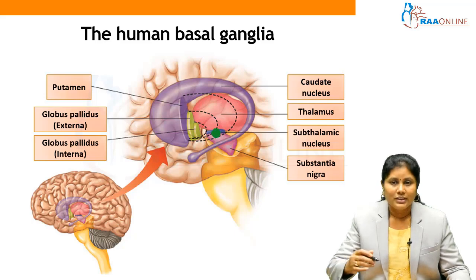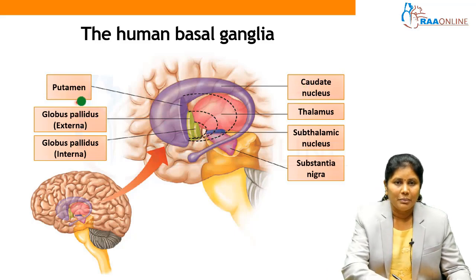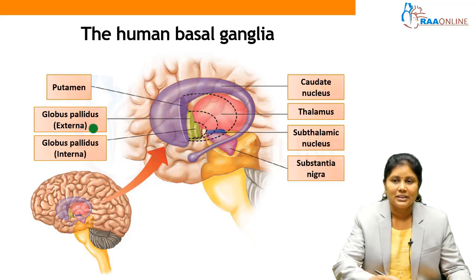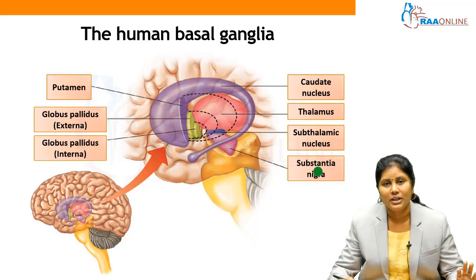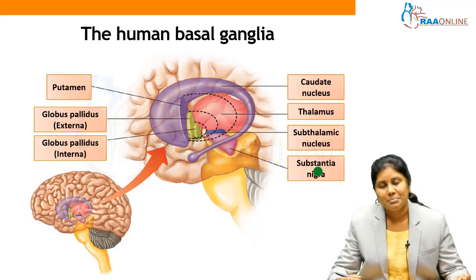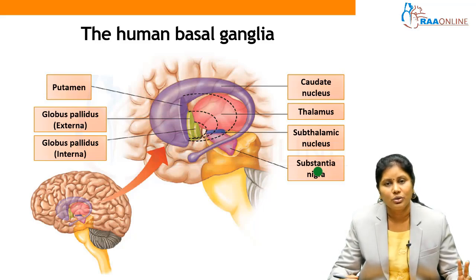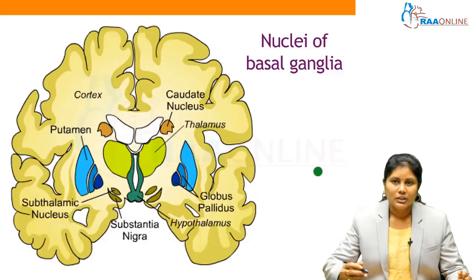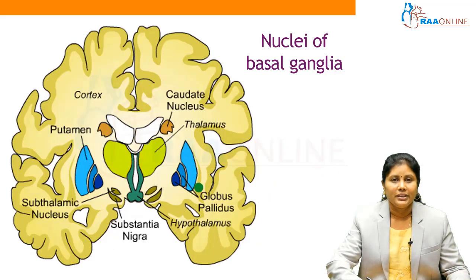So these 5 nuclei, caudate nucleus, putamen, globus pallidus, subthalamic nucleus and substantia nigra, are the 5 important nuclei of the basal ganglia. Substantia nigra again has two components, substantia nigra pars compacta and substantia nigra pars reticulata. So this is the cut section of the brain showing the different parts of the basal ganglia.